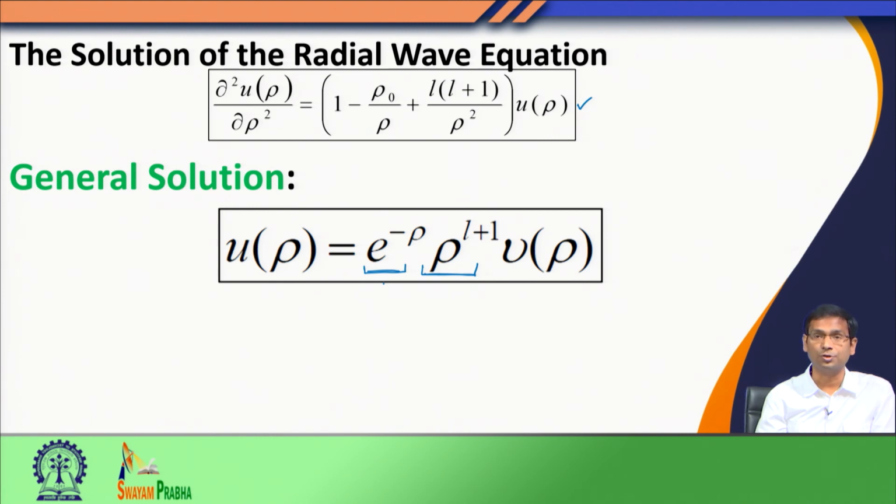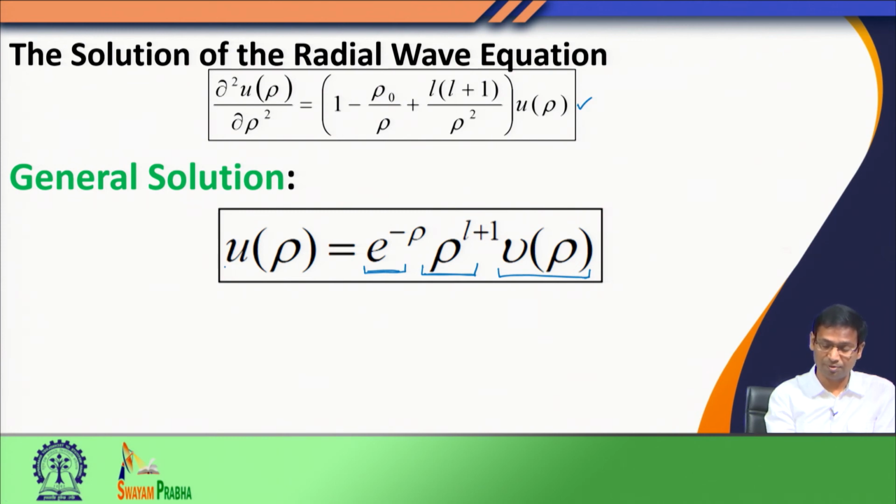But what about the main body of the solution? The main body of the solution we still have to determine and we have given this name V. So, this V of rho is still unknown. What we have obtained here is that the solution that we are proposing would have e to the power minus rho, rho to the power L plus 1, so that the asymptotic forms of this solution are correct and meaningful, but we are still left with solving for V of rho. That we can do.